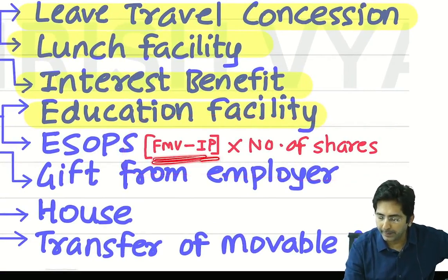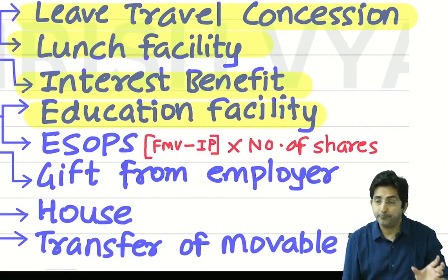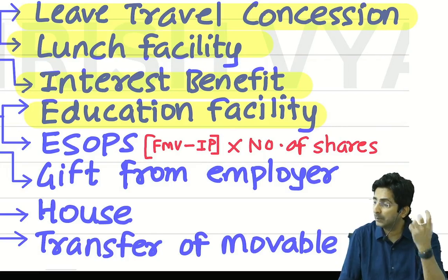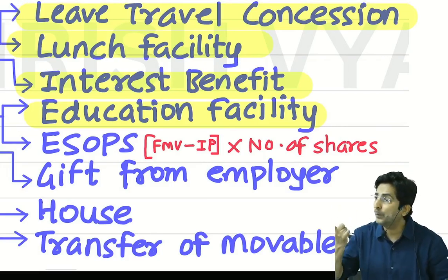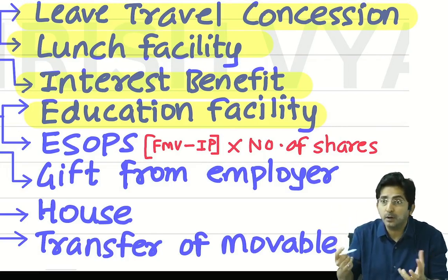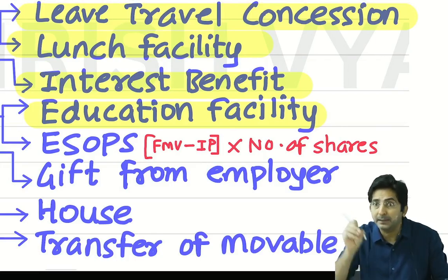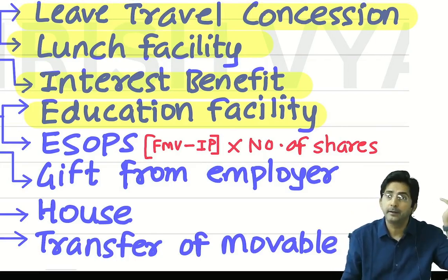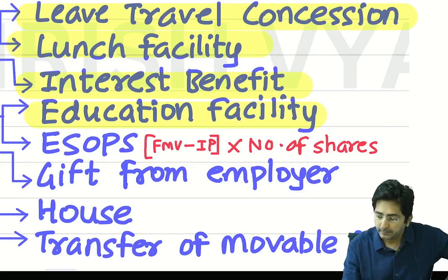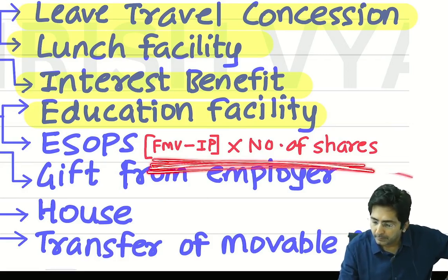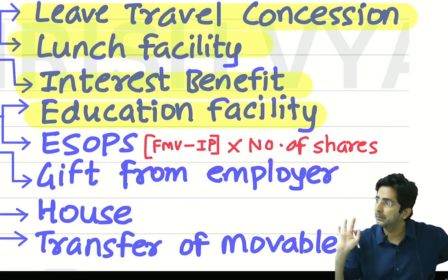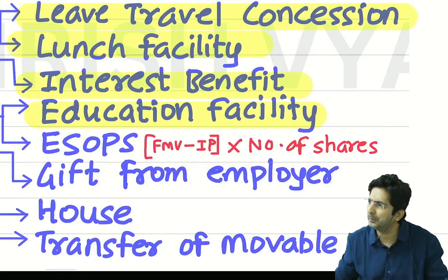See, why do you subtract to know the benefit? FMV is the real value of the shares. And what is IP? Issue price. Issue price is what the company is charging from you. In my example 10. Market value 100. So the difference is 90. Then multiply by the number of shares. And it will be taxable. That's it. This is what you have to remember. Over.